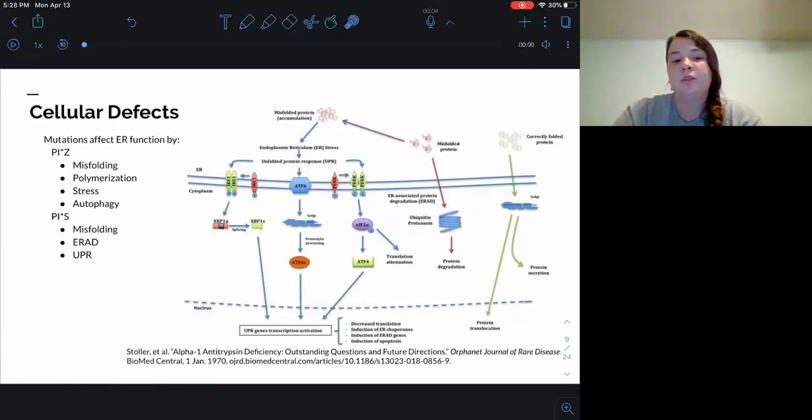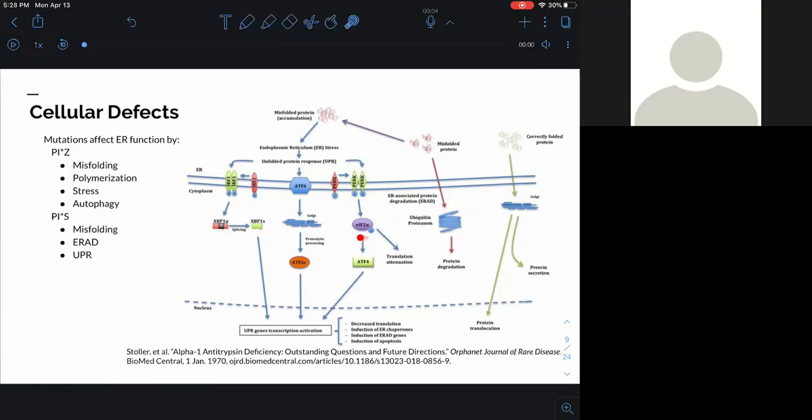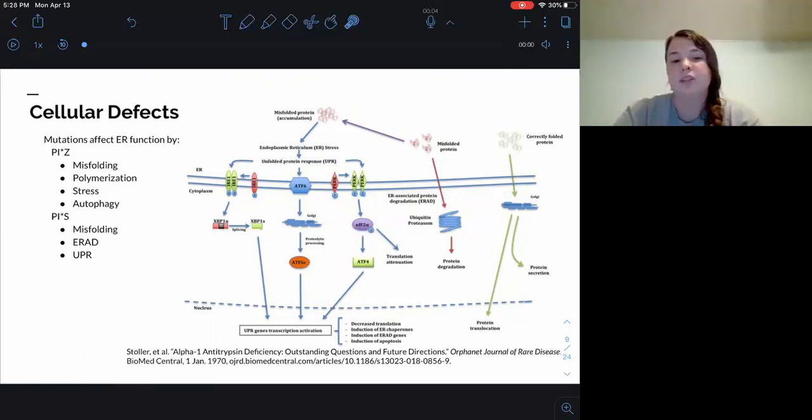PERK dimerizes and phosphorylates the eukaryotic translation initiation factor 2 alpha, represented as EIF2 alpha, which attenuates most translation but stimulates translation of the transcription factor ATF4, which in turn activates genes to protect cells against ER stress. The UPR signaling consists of 4 mechanisms. The first is decreased translation to prevent further misfolding protein accumulation. The second is induction of ER chaperones to increase folding capacity. The third is induction of ERAD genes to increase degradation of misfolded proteins. And the last one is the induction of apoptosis to remove stressed cells.